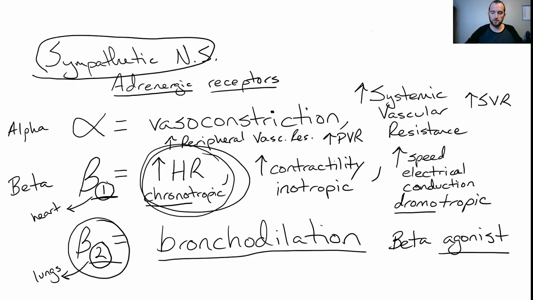So a beta 2 agonist binds to those receptors and causes bronchodilation. And when we look at bronchodilation, if we have the bronchi and bronchioles in our lungs, wrapped around those bronchi and bronchioles are smooth muscles.